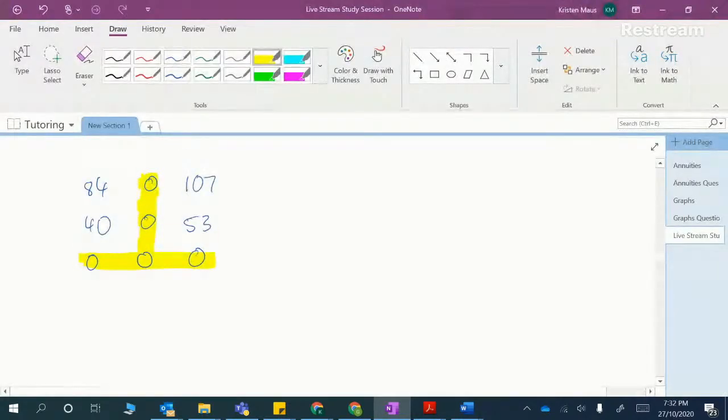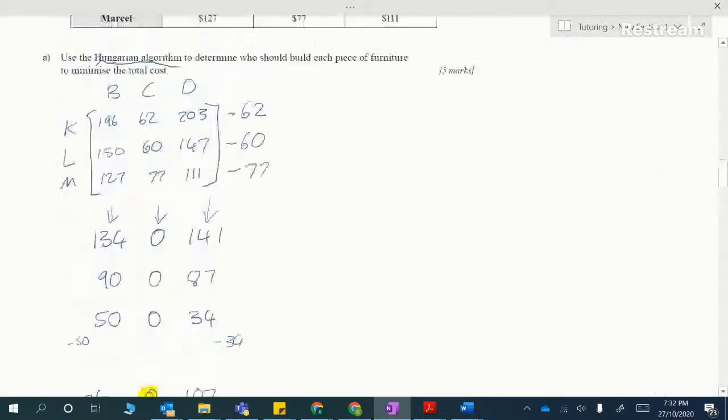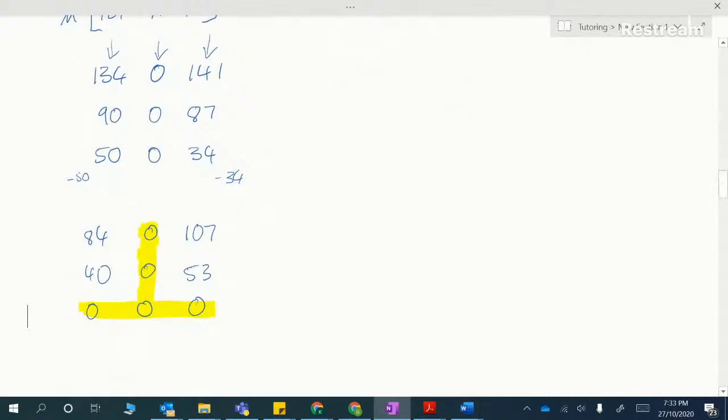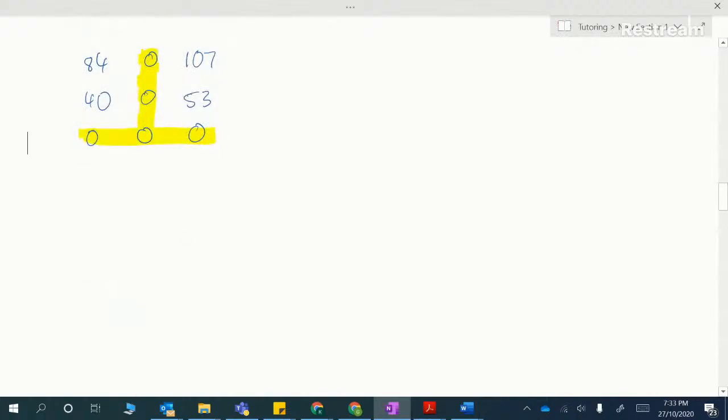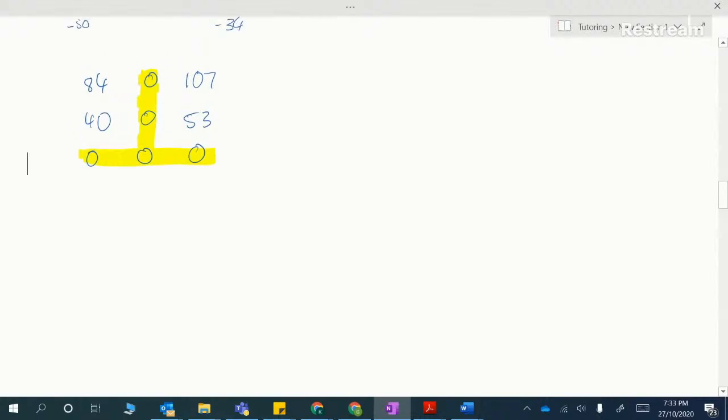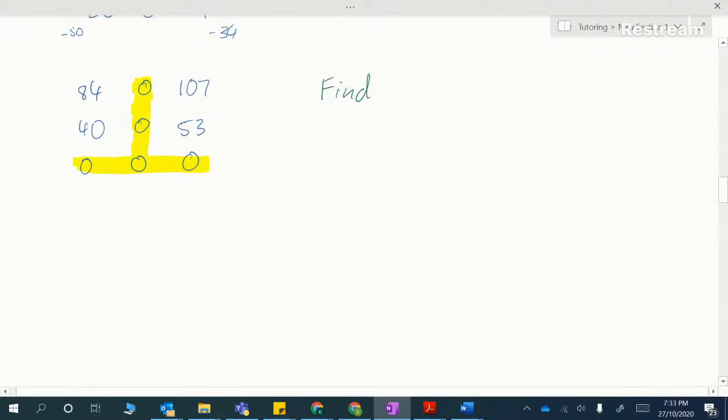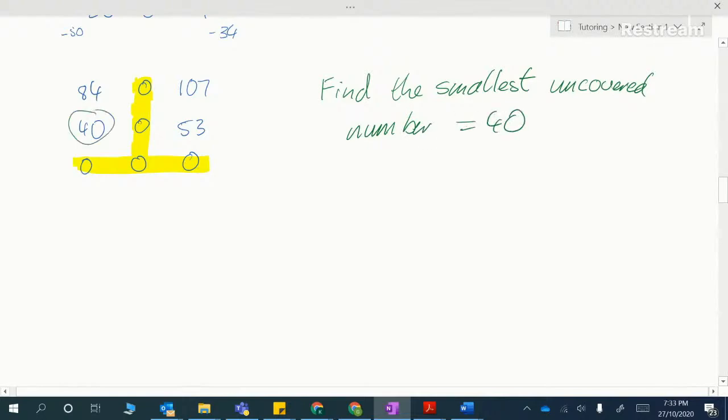Okay, so the next phase, recap: row reduction, column reduction, and then highlight. Then we need to do, I just call it the adjustment phase. So what I need to do is find the smallest uncovered number. I'm just going to write this here because it gets a bit tricky. Find the smallest uncovered number. By uncovered, I mean it's not highlighted. Which in this case is 40. Here it is, the smallest uncovered number.